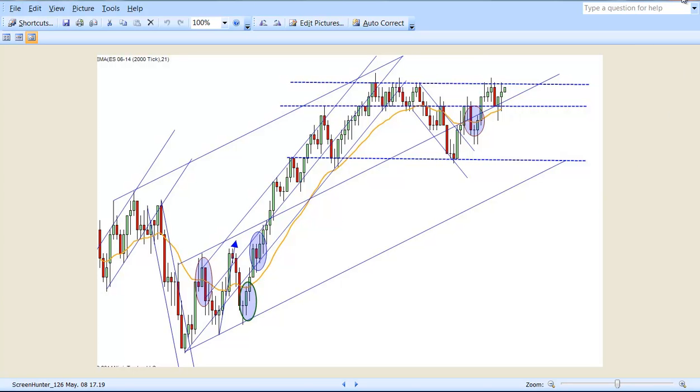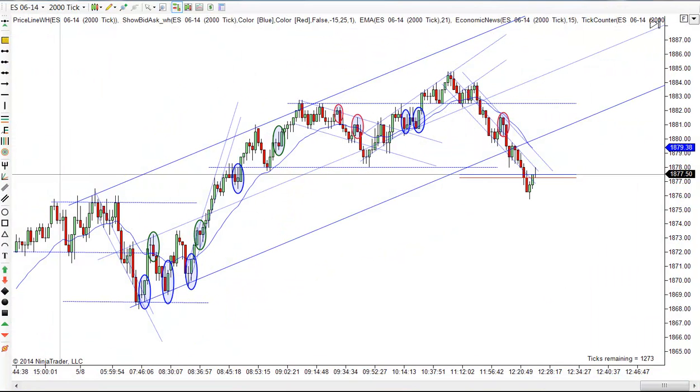Anyway, I just thought I'd share that chart. Didn't get a lot of charts today. I got a couple of others, but nothing interesting that's worth really talking about.